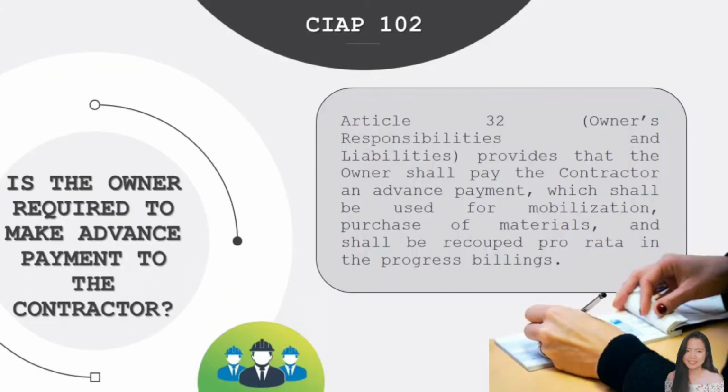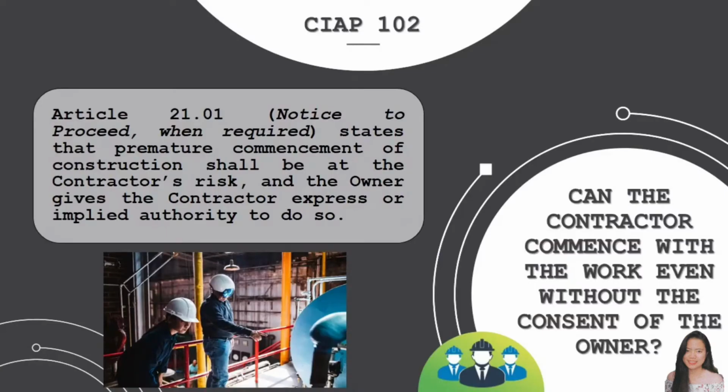Is the owner required to make advance payment to the contractor? Article 32, or the Owner's Responsibilities and Liabilities, provides that the owner shall pay the contractor an advance payment, which shall be used for mobilization and purchase of materials, and shall be recouped pro rata in the progress billings. Next, can the contractor commence with the work even without the consent of the owner?